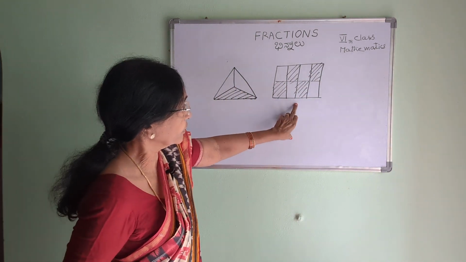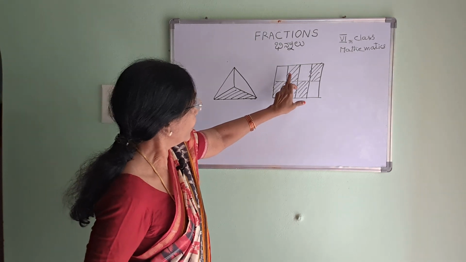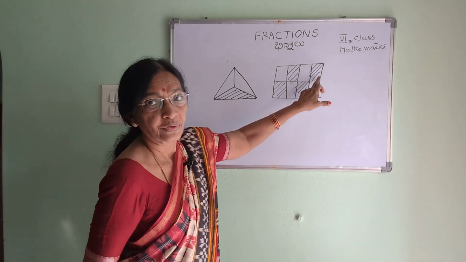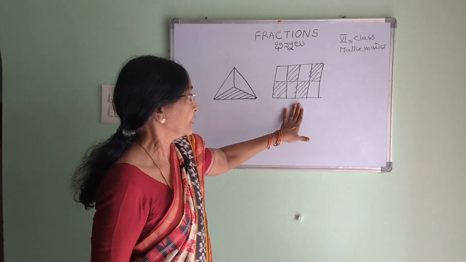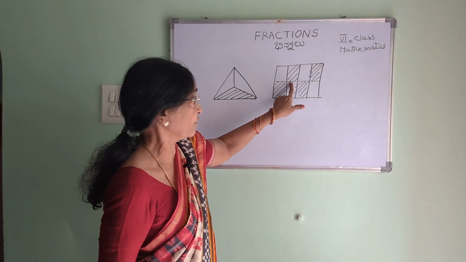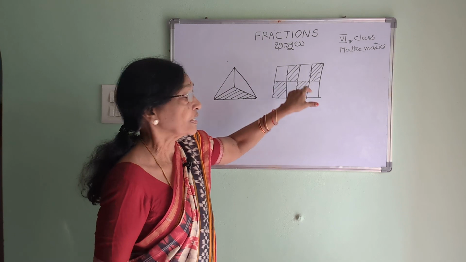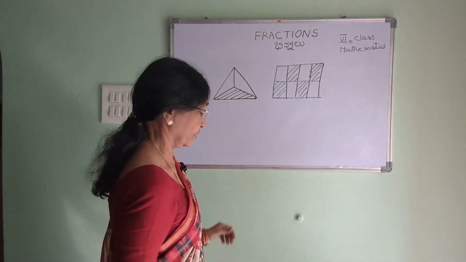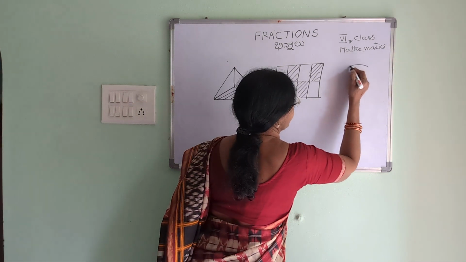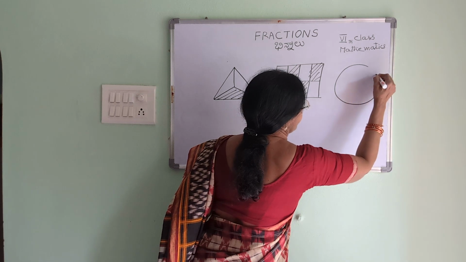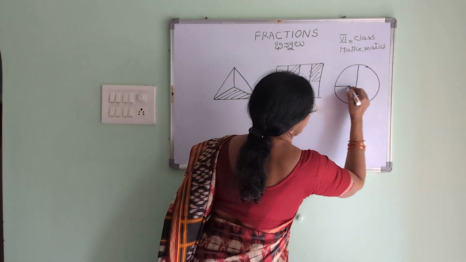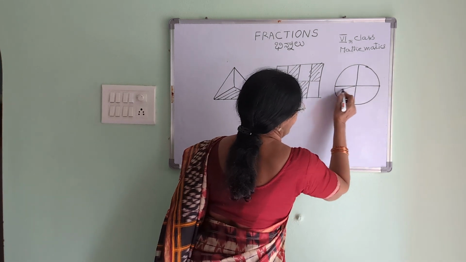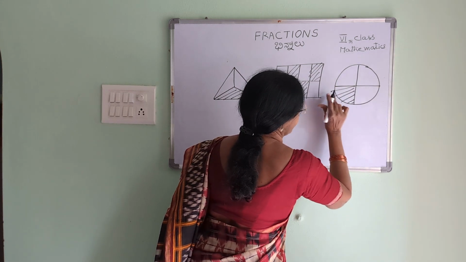Here there are 8 equal parts and 1, 2, 3, 4 parts are shaded. Write the fraction which represents the shaded portion. Similarly, 4 equal parts and one part is shaded.